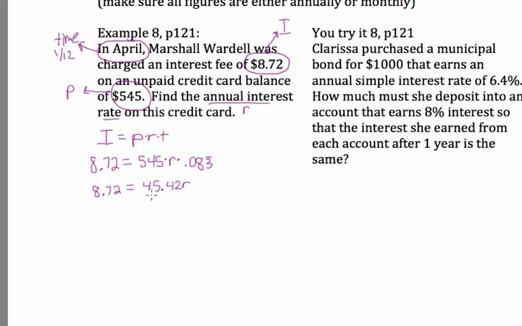Now I just solve for R. Divide both sides by 45.42. In my calculator, I do 8.72 divided by 45.42. R equals 0.192, which is 19.2%.